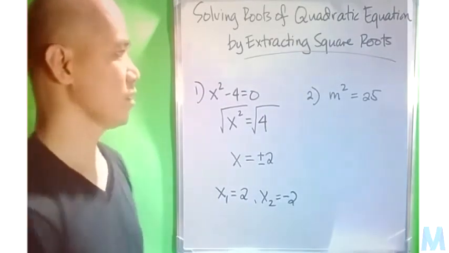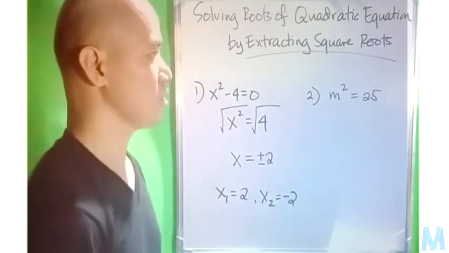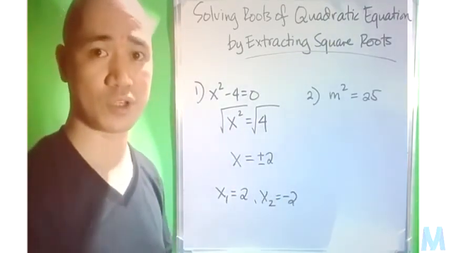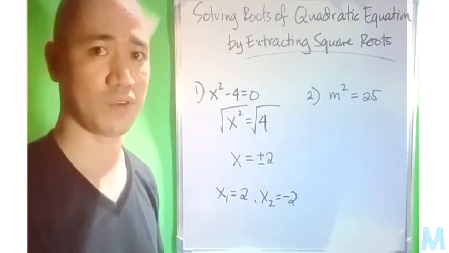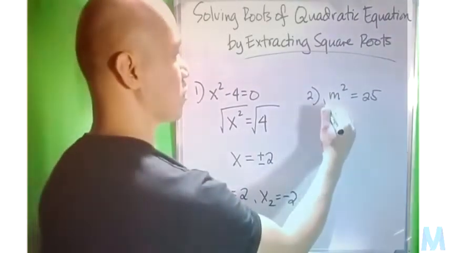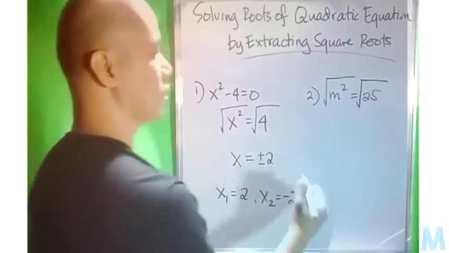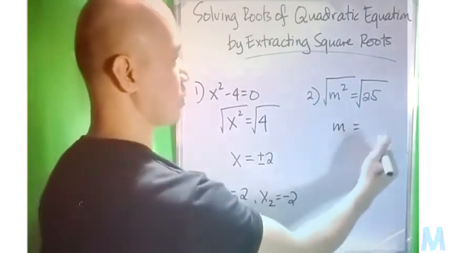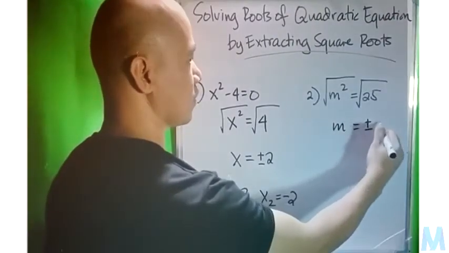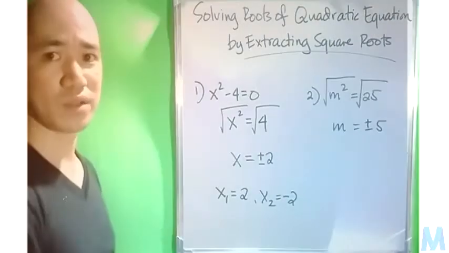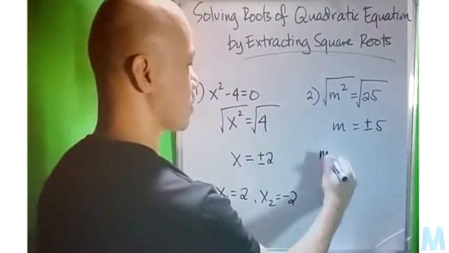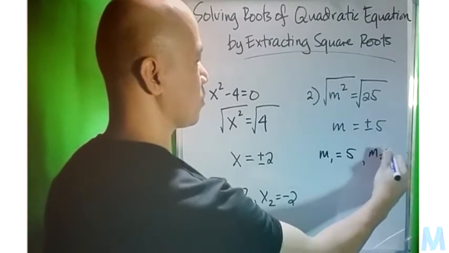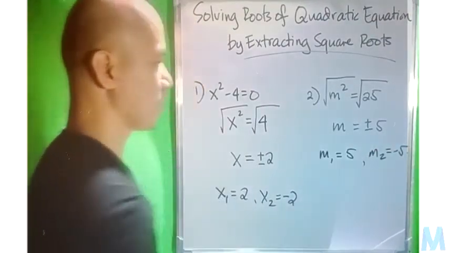Okay? Next, we have m squared equals 25. Now, this is already a processed version. So, all you have to do is to put the square root symbol like this. Then, the square root of m squared is m. The square root of 25 is positive negative 5. So, therefore, there are two roots here. m sub 1 is equal to 5 and m sub 2 is equal to negative 5.